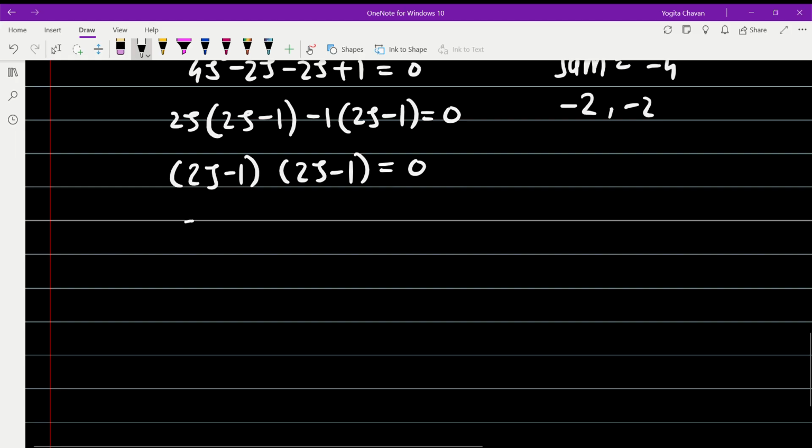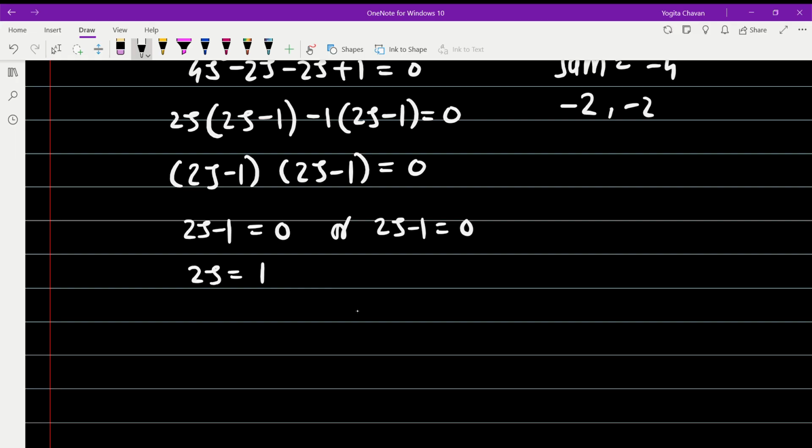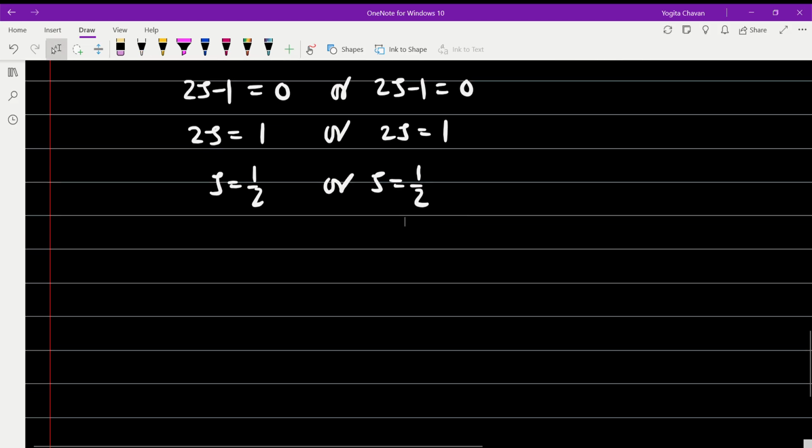So 2s minus 1 is equal to 0, or 2s minus 1 is equal to 0. Both sides are same. So 2s is equal to 1, or again 2s is equal to 1. So s is equal to 1 by 2, or s is equal to 1 by 2. So here roots are repeated. So both roots are same.